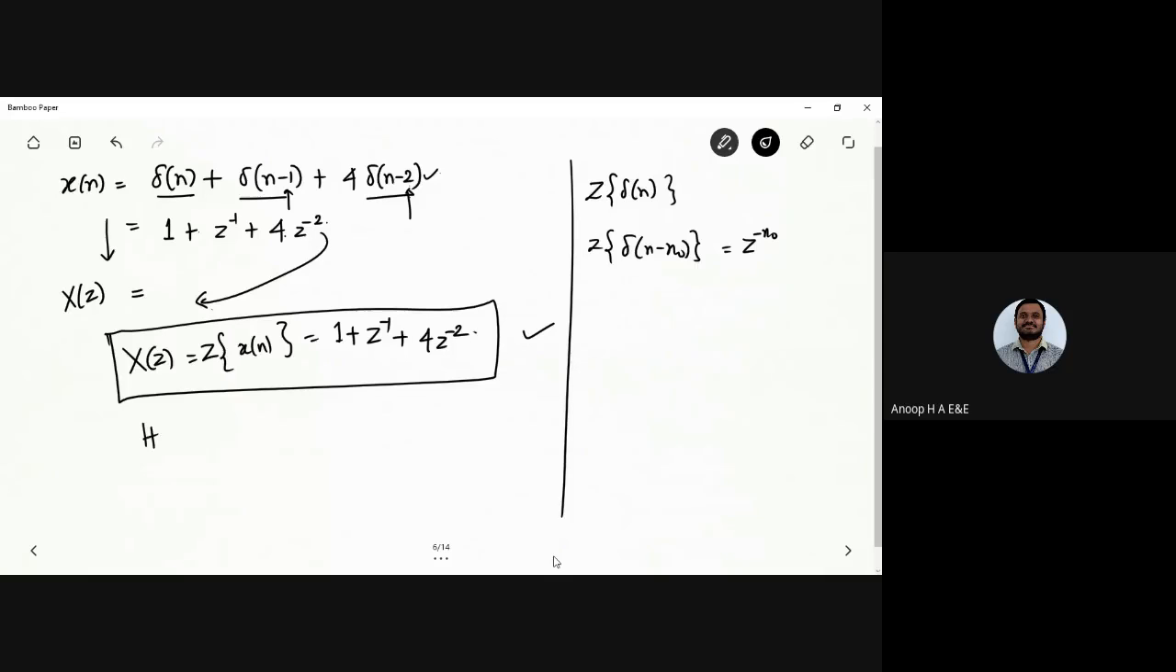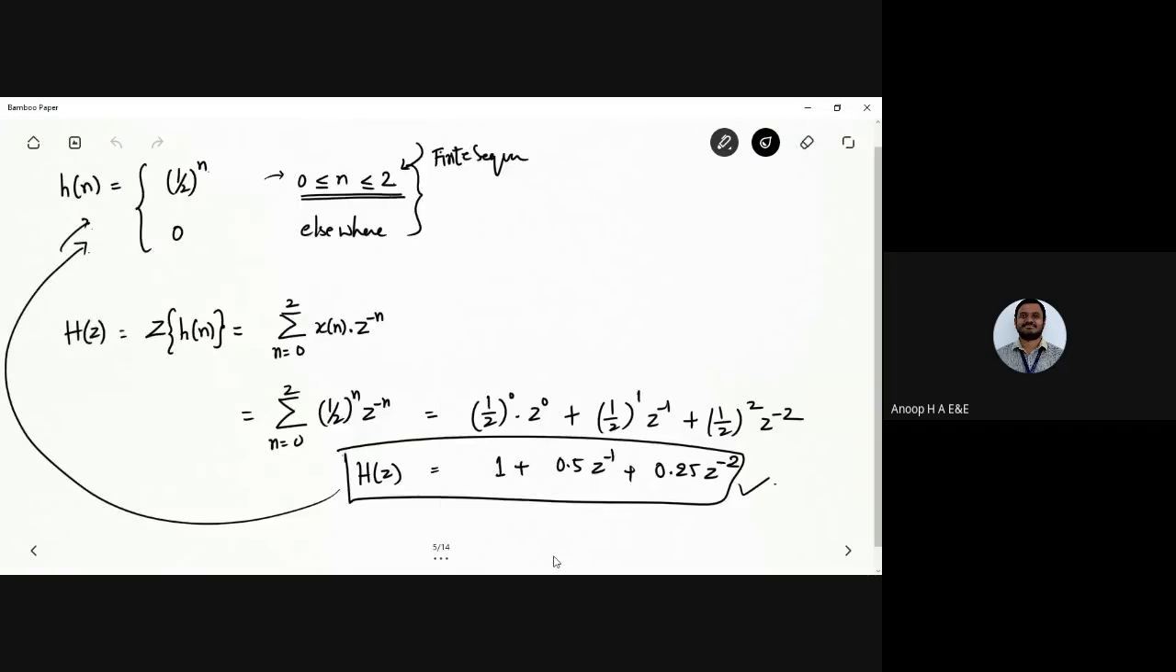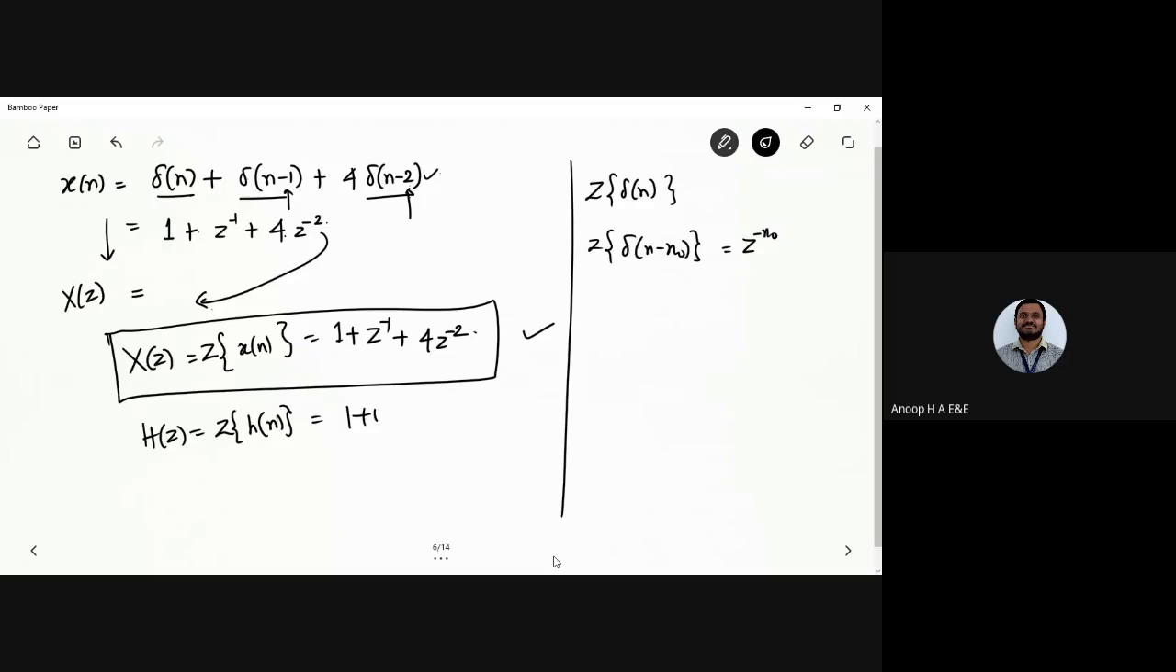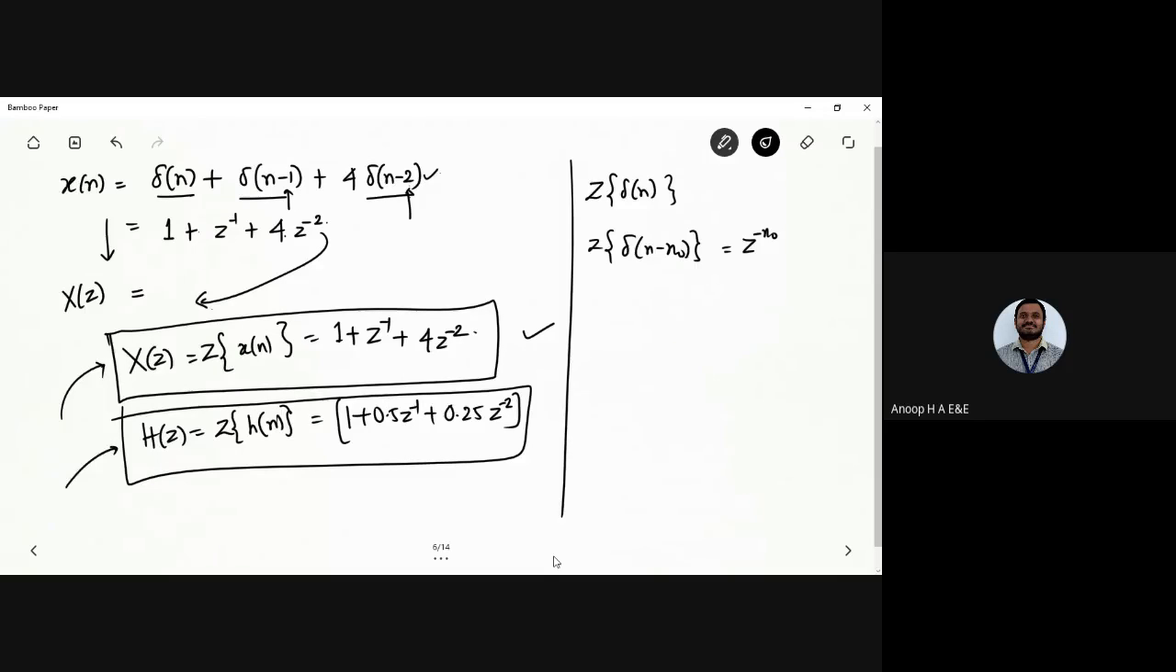So I have h of z also written. Let me recall what I did for h of z. The z transform of h of n is equal to 1 plus 0.5 z inverse plus 0.25 z power minus 2. I have h of z and x of z written here. So what do I need to do in the next step? I have y of z that would be equal to x of z multiplied with h of z. So I will be replacing x of z, and h of z is also replaced here.